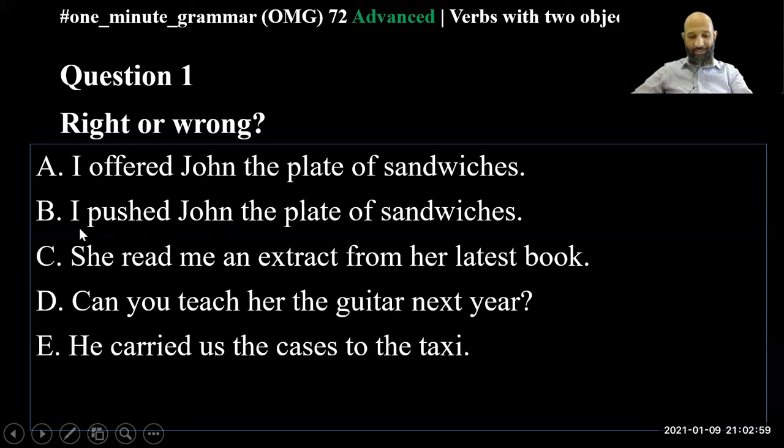For E, I think we can say he carried us the cases. I think he carried the cases for us. Okay, that's a correction. And how about B? B, I pushed Joan a plate of sandwich. I think it's right also.